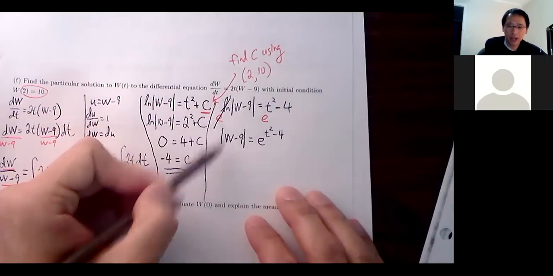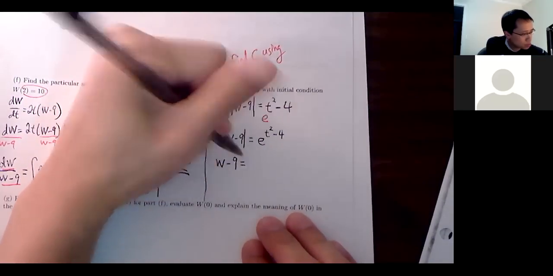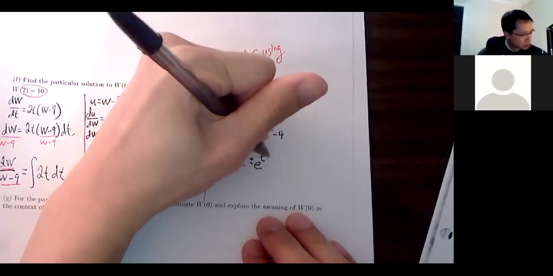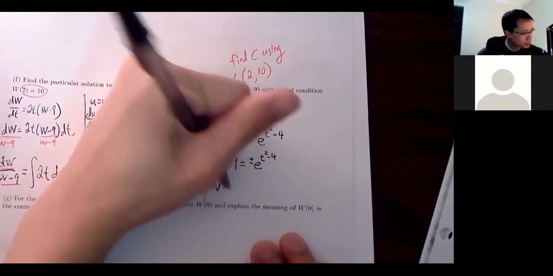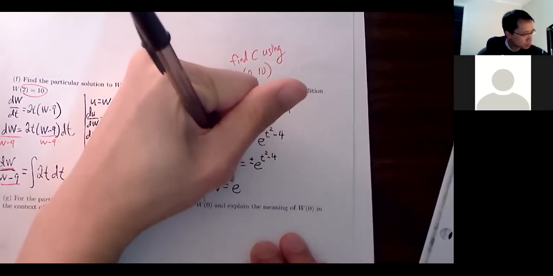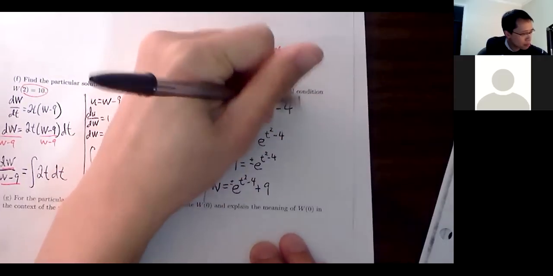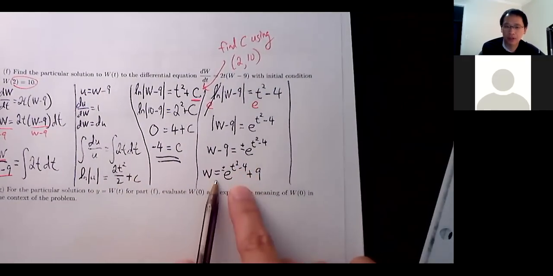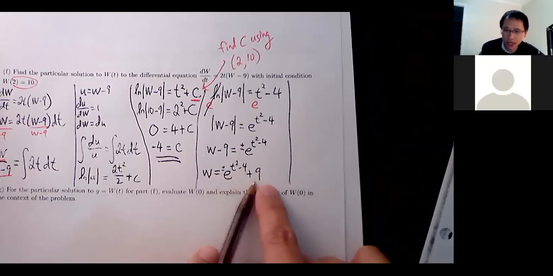We're going to drop the absolute value, but when we drop the absolute value, we know that there's a plus or minus that's going to result on the right side. And then we'll add the 9 over. So now we have to understand these are two separate solutions. You got a positive e to the t squared minus 4 plus 9, and you have a negative e to the t squared minus 4 plus 9.